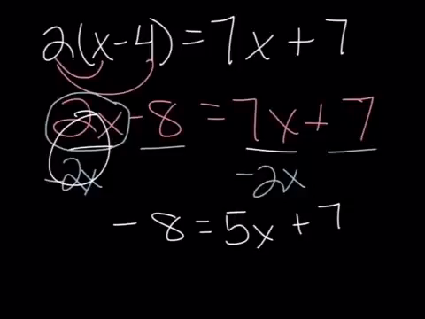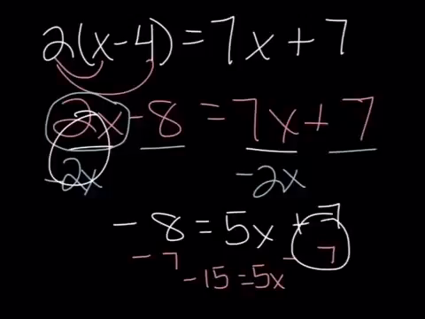So now, next to my variable, I have a plus 7. That means I need to subtract 7 from both sides. And that's going to leave me with negative 8 minus 7, which gives me negative 15. And that's going to be equal to 5x, because 7 and negative 7 gives me 0. So I'm going to erase some things here, and I'm going to rewrite what I have at the bottom.